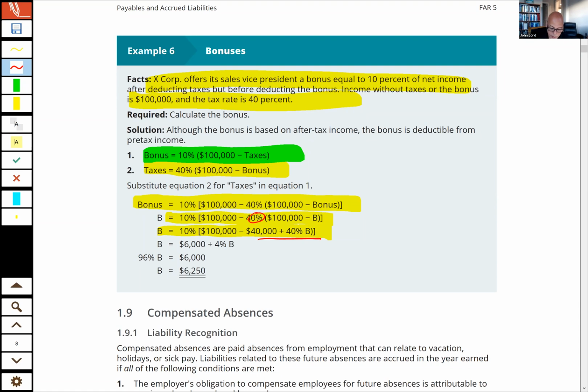Then I go ahead and I do what? I apply 10% to everything in the parentheses. 100,000 minus 40 is 60,000. 10% of that is 6,000. And 10% of 40% is 4%. So now I just go ahead and I subtract 4% of B from each side. So 96% of B equals 6,000. And then I simply divide each side by 96%. The bonus is 6,250.